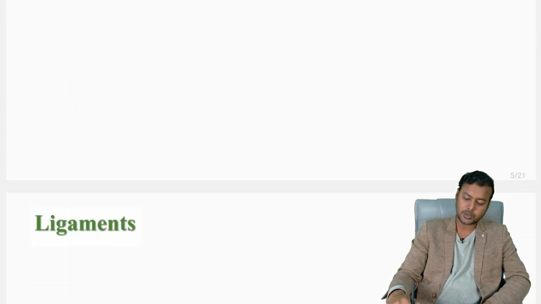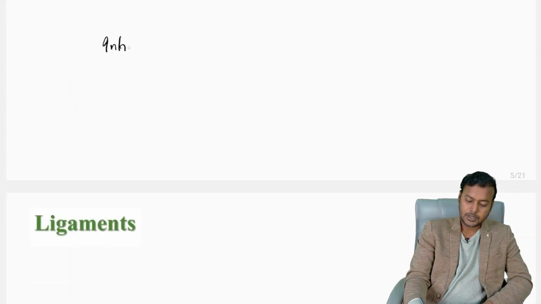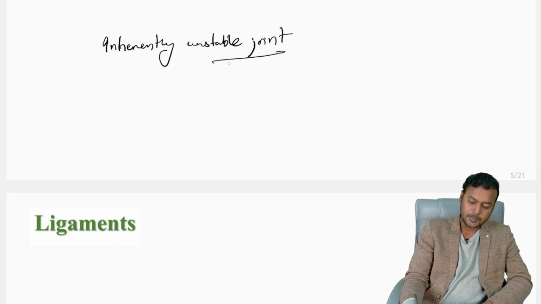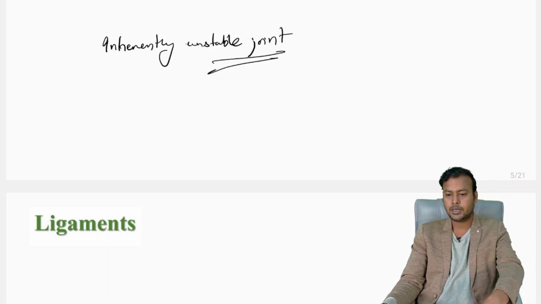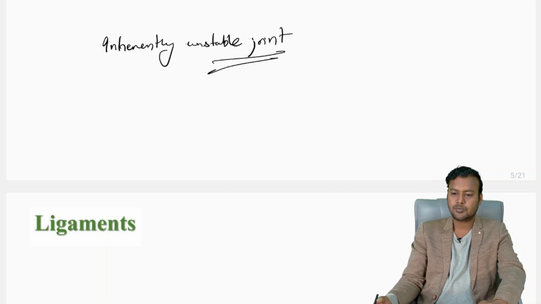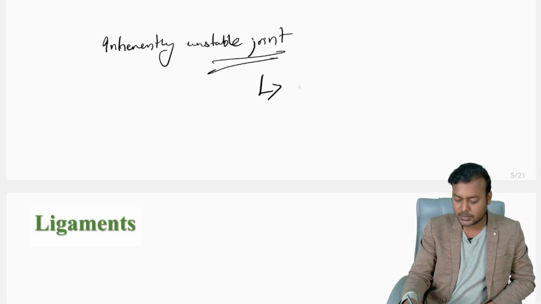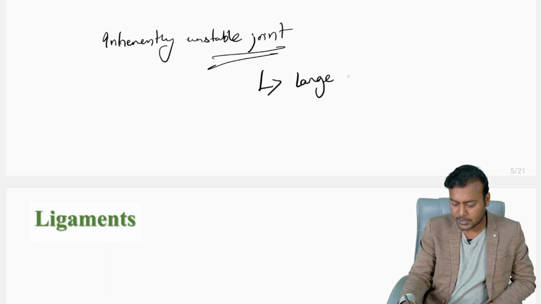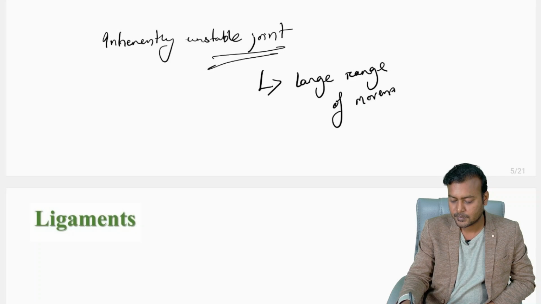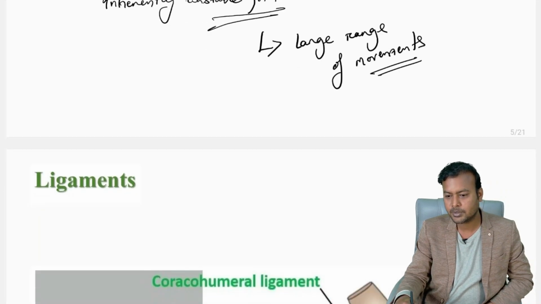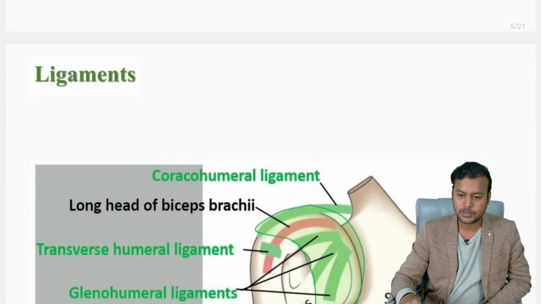So the shoulder joint is an inherently unstable joint. However, this inherent instability helps in providing the large range of movement that the shoulder joint has. So this inherent instability helps in the large range of movements. What are the different movements that are possible? We will discuss at the end of this lecture.